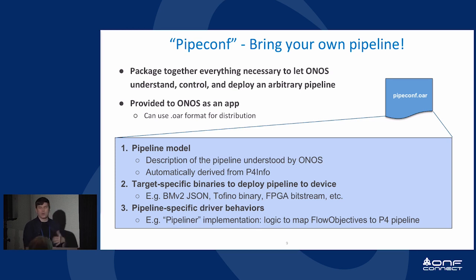The flow objective, if you're not familiar with it, is a northbound API in ONOS that allows applications to program, to control the network in a pipeline independent way. I'll talk more about this later.